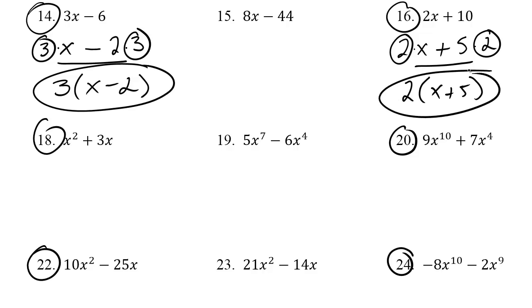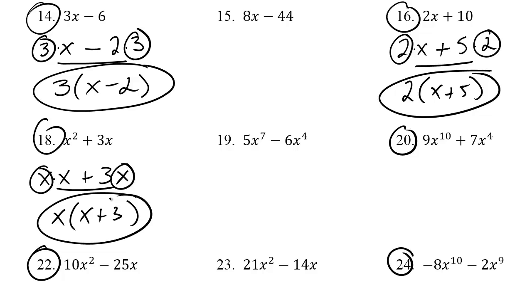Number 18, we have x squared plus 3x. X squared breaks up to x times x. 3x breaks up to 3x. The only thing in common is 1x. So on the outside, you're going to have an x. On the inside of your parentheses, you're going to have x plus 3.